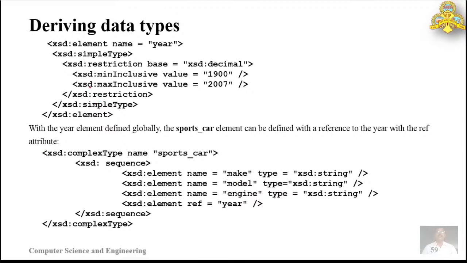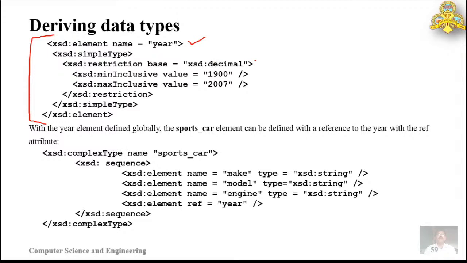Deriving data types is one of the greatest features of XML schema data type definitions. If I declare one type, I can derive it or utilize it in another type. For example, here is year. Observe that here is a simple type.